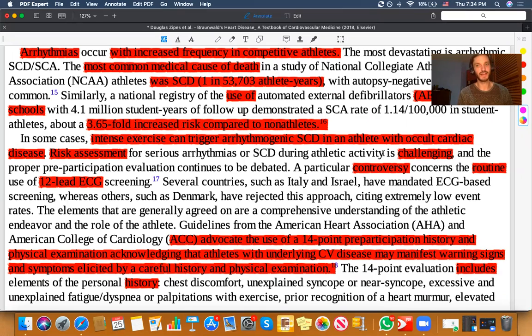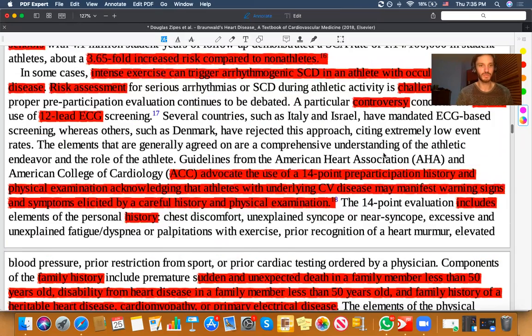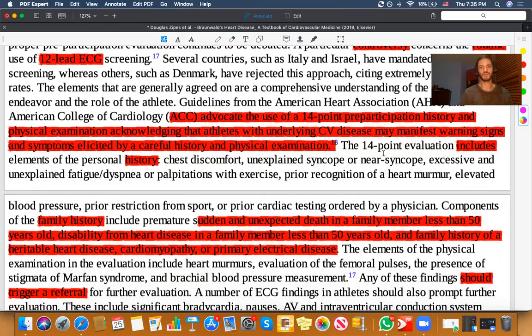Risk assessment is challenging. There's controversy about using routine 12-lead EKG depending on the country you're in, but the ACC advocates the use of a 14-point pre-participation history and physical, acknowledging that athletes with underlying CV disease may manifest warning signs and symptoms elicited by a complete cardiac history and physical examination.